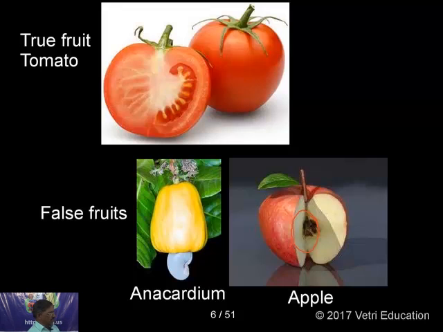Regarding this Anacardium, the cashew, this is not the fruit, this is the fruit. The fruit is called the nut, and the peduncle is swollen and developed into a fruit. This is a false fruit. This is a true fruit.